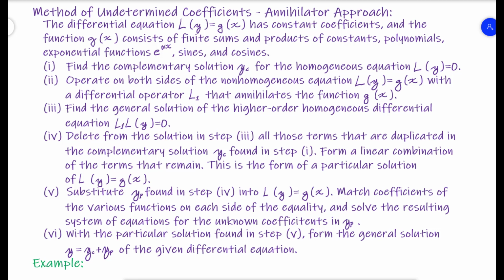So now, after I've solved that and found the general solution for my higher order homogeneous differential equation, there's a chance that there are terms in that general solution that are also in y sub c that I found back in my first step and set aside. I don't want 2 copies of each of those terms. I only want a single copy of them. So from my general solution of the higher order homogeneous differential equation L sub 1 times L of y equals 0, I'm going to delete all of the terms that are duplicated in that complementary solution that I found in my first step.